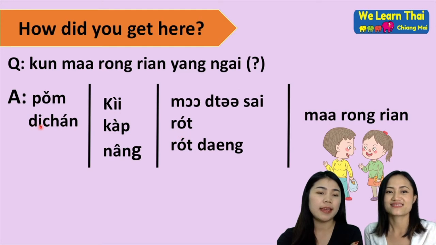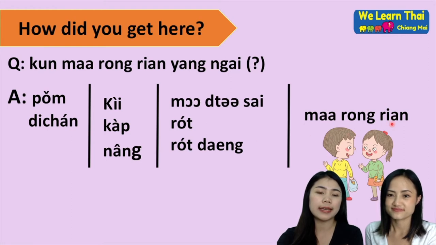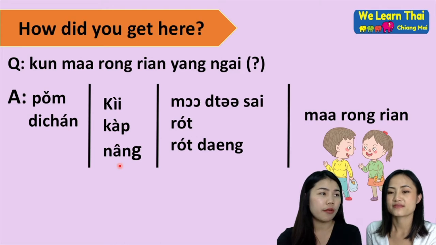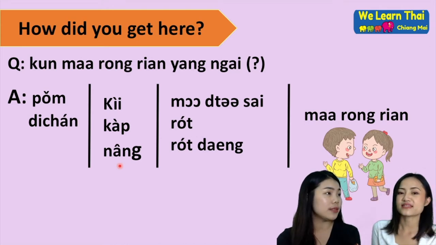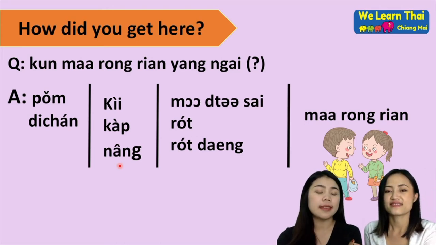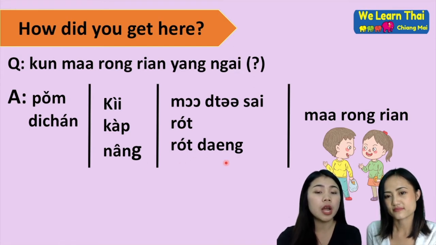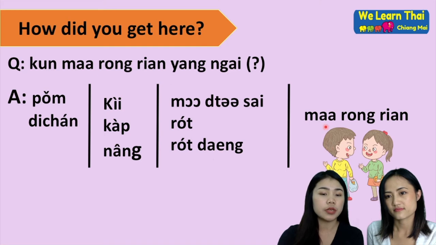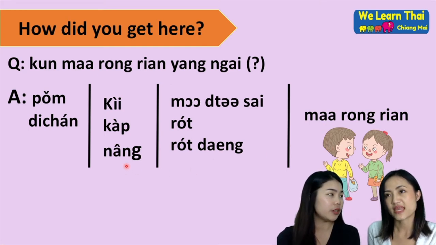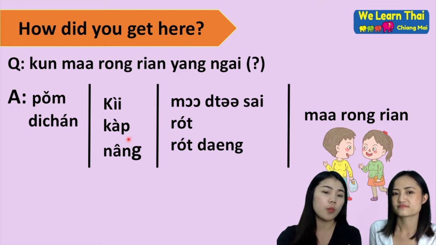Or you say ดิฉันนั่งรถแดงมาโรงเรียนค่ะ. The word นั่ง, for the direct meaning, means sit, you sit. But in this case it's kind of like you take, I take a red car, or red taxi, to the school. You use the word นั่ง when you are a passenger, you use the word ขับ when you are the driver.